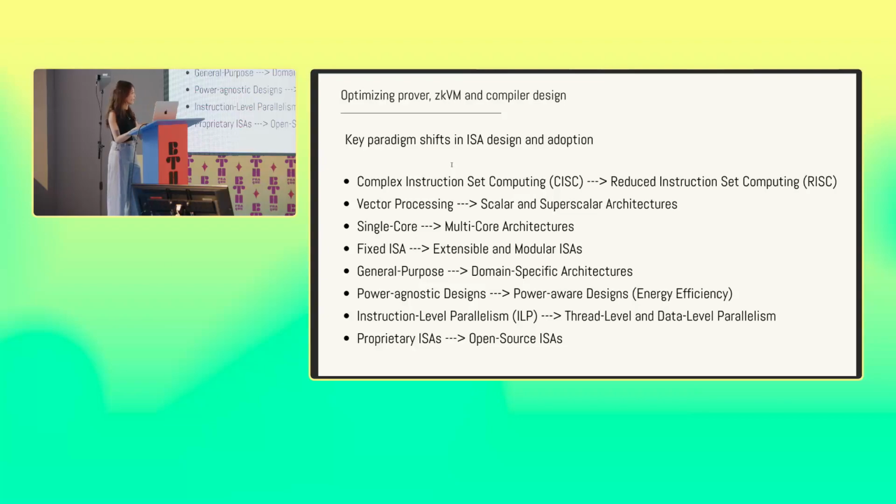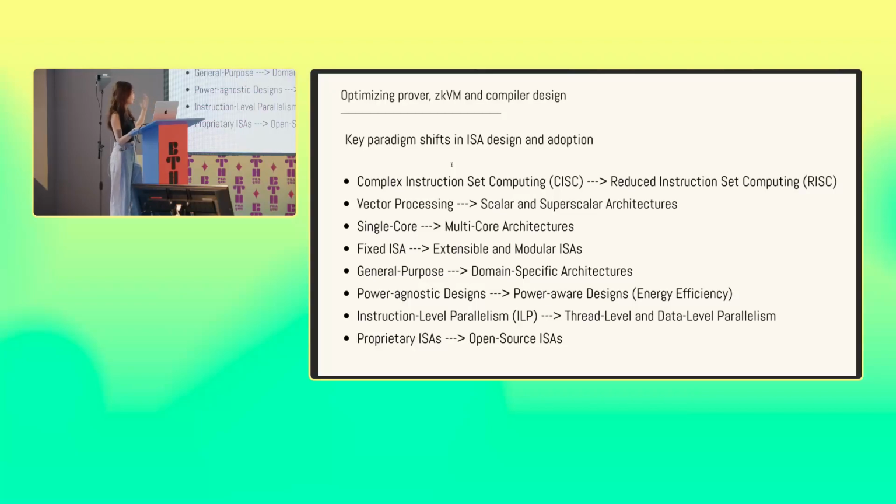And we observed that from the 1960s to around 2000, there was a general shift, right? We used to use complex instruction sets, and then we gradually moved to RISC, reduced instruction sets. And then we moved from vector processing to more scalar processing architecture. We moved from single core to multi-core. We moved from fixed instruction sets to more extensible and modular instruction sets.